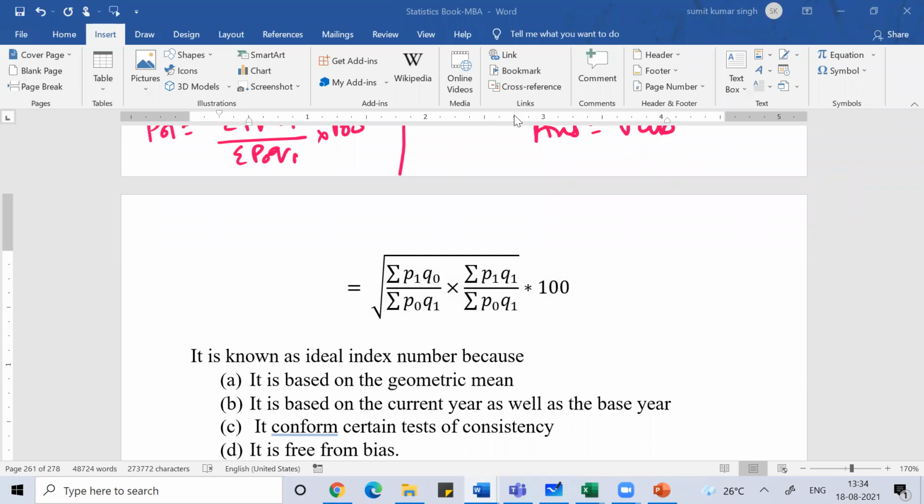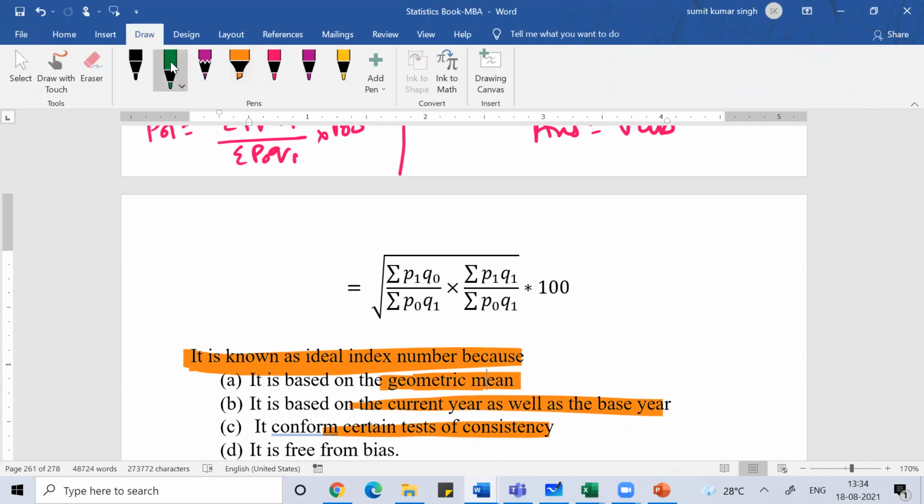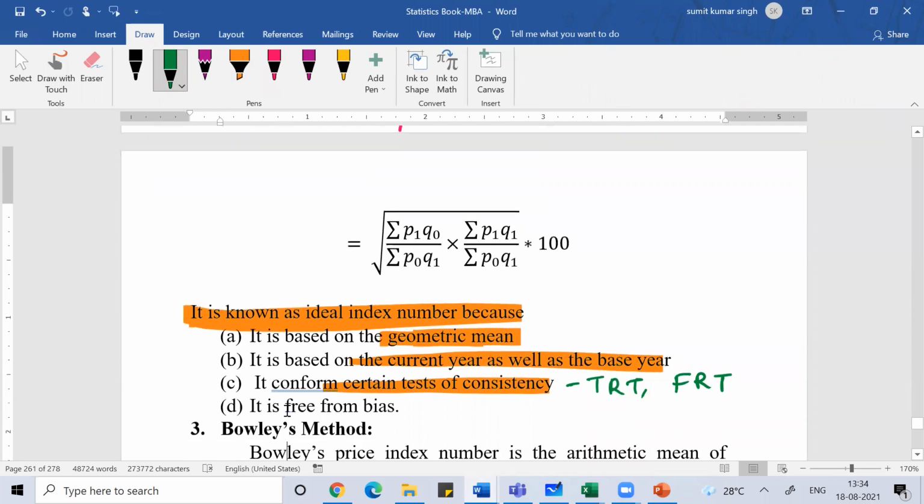So you can see this, the Fisher ideal index number. It is known as the ideal index number. Why? Because it is based on geometric mean and on both the current year and base year. It satisfies the tests of consistency. We'll talk about the time reversal test and the factor reversal test. It follows those tests, so that's why the Fisher index number method is called the ideal index number method.